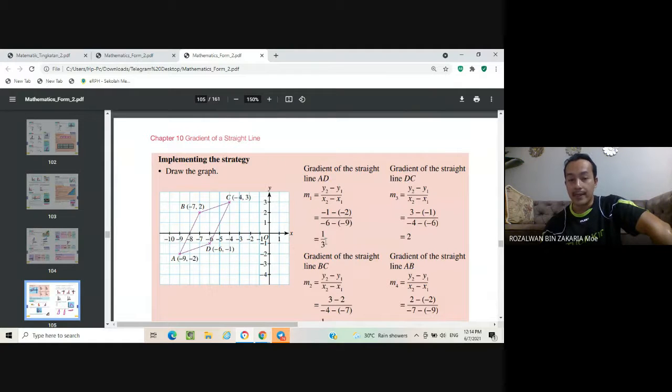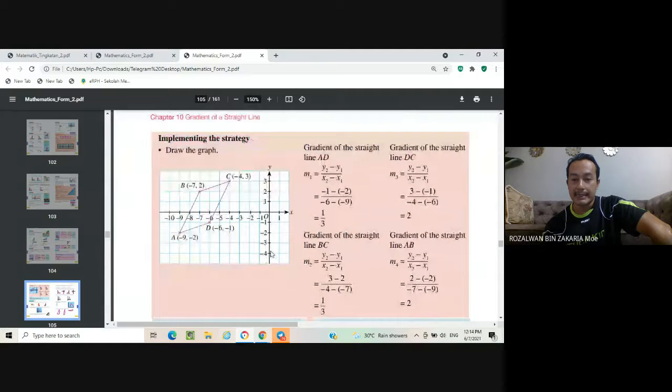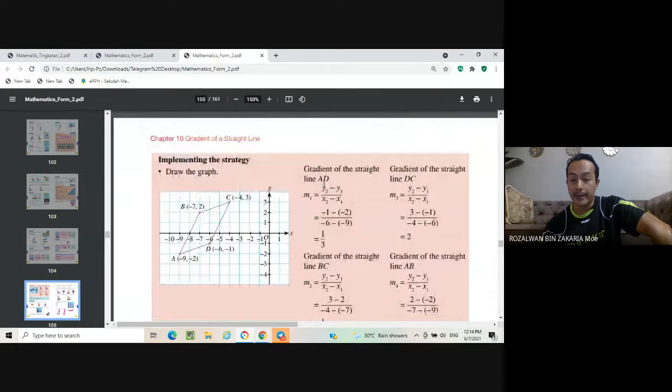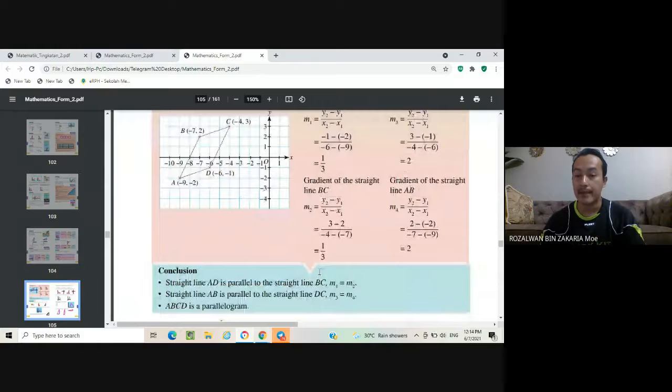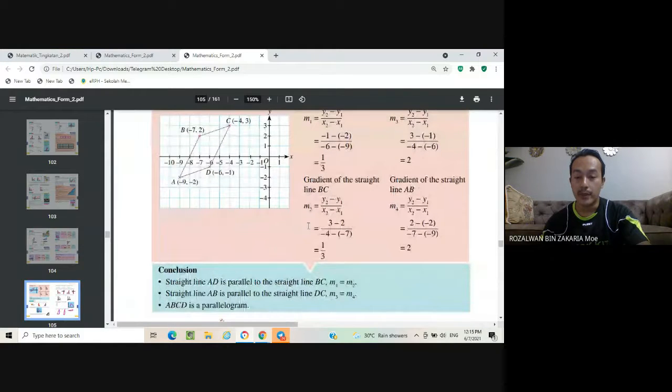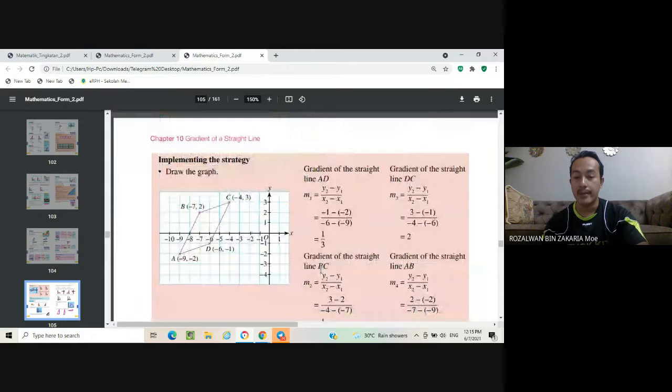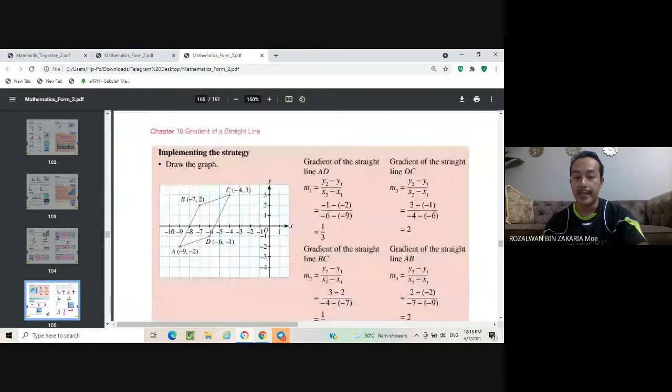Then you have to calculate the value for the gradient BC, because we want to compare whether the line AD is parallel or not parallel with the line BC. So calculate the gradient of the straight line BC. That gradient you can label as m2. So use the same formula, which is y2 minus y1 divided by x2 minus x1.